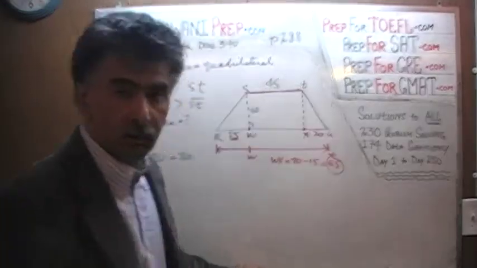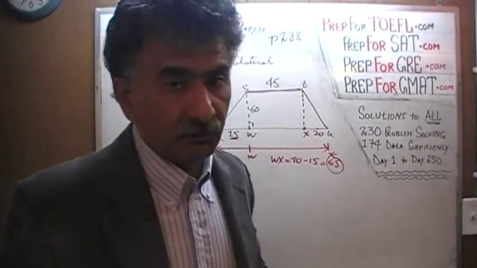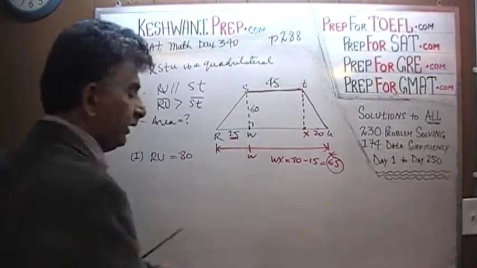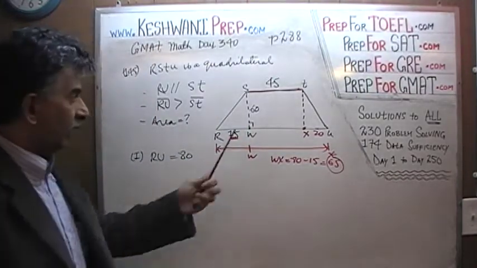We're not going to actually do the work because these are called data sufficiency. We just have to establish whether or not we have sufficient data. And we do have sufficient data. We have sufficient data to figure out the area of this quadrilateral.